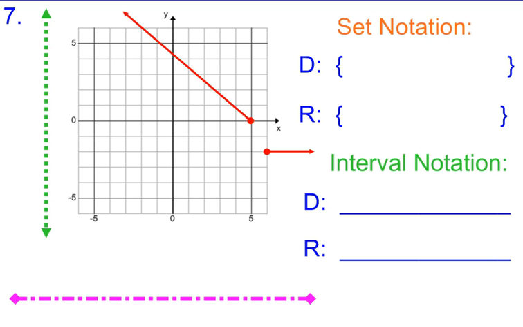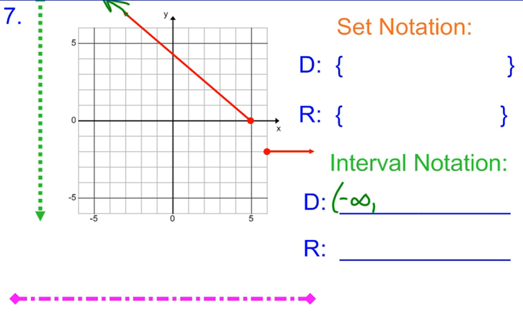Number 7, again, we have a piecewise function. So I would start with my domain. I work left to right. So am I touching at negative infinity? If you look at that graph to keep going, I am going to be touching there. So I'm going to start my domain at negative infinity. And then I see how far I'm going to keep touching. So I'm touching red, touching red, touching red. Still touching red at that line right here.